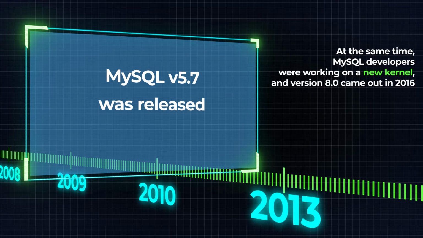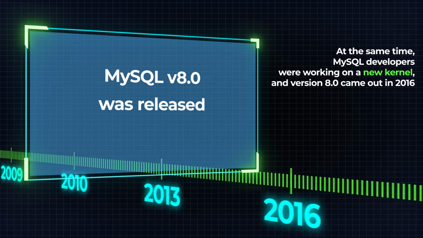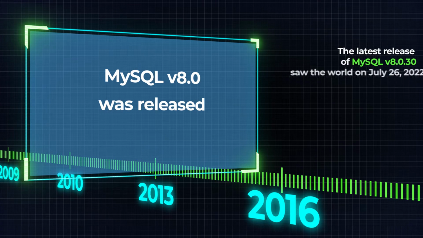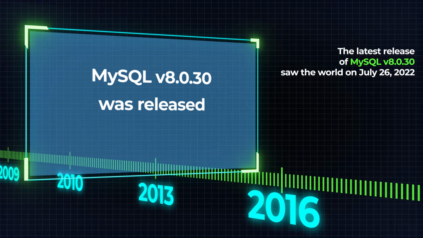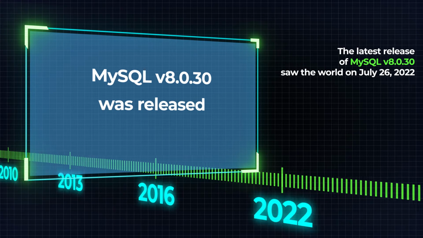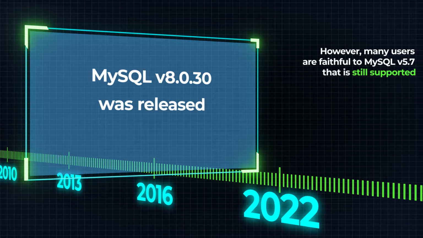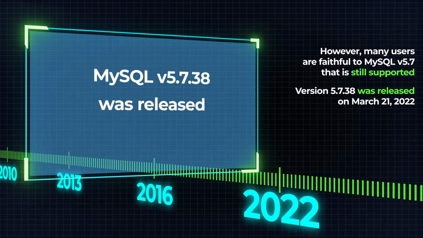At the same time, MySQL developers were working on a new kernel, and version 8.0 came out in 2016. The latest release, MySQL 8.0.30, saw the world on July 26, 2022. However, many of the users are faithful to MySQL 5.7, which is still supported. Version 5.7.38 was released on March 21, 2022.